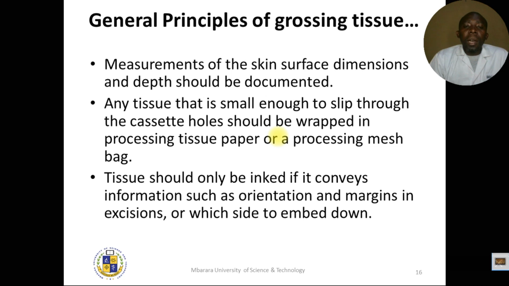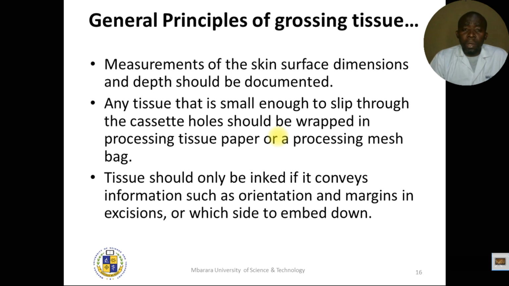So in cases of the skin, measurements of the skin surface dimensions and the depth should be documented. Whatever you identify, you must document it, because at the end of the day it will be important information. So any tissue that is small enough to slip through the cassette holes should be wrapped in the processing filter paper or tissue paper, or a processing mesh bag.